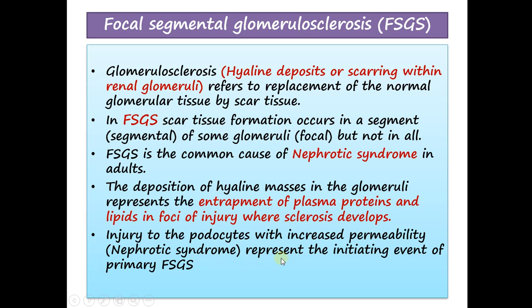And initially, in focal segmental glomerulosclerosis, only damage to the podocyte can be noted. However, this initiating effect is progressive, and there will be entrapment of the plasma proteins and lipids in the glomerular space, which later on becomes sclerosed, leading to glomerulosclerosis and loss of nephron.